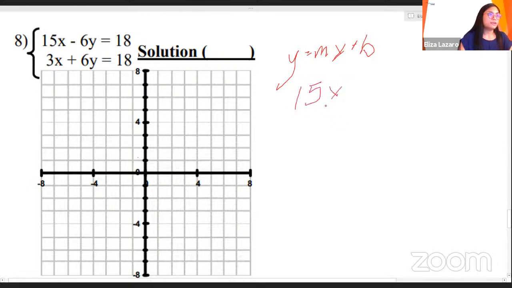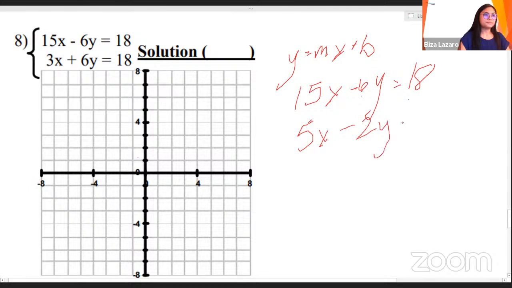To do that, we have to either simplify the equation or add or subtract. And it looks like we could simplify here. So let's divide, all these numbers are divisible by 3. So let's go ahead and divide each of those by 3. So 15 divided by 3 is 5, so 5x. 6 divided by 3 is 2. And 18 divided by 3 is 6. So we got some smaller numbers to work with.